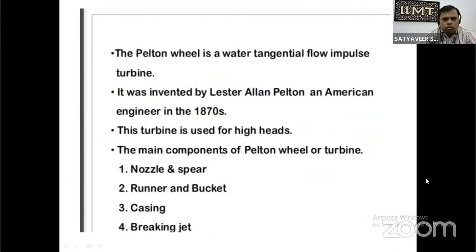Next, we talk about the Pelton wheel turbine. You can say that the Pelton wheel is a tangential flow impulse turbine. It was invented by Lester Pelton, an American scientist, and this turbine is used for high head. So this is basically a high head and low discharge turbine, and the main components of this turbine are the nozzle and spear rod, runner and buckets, casing, and braking jet. These are the main parts.